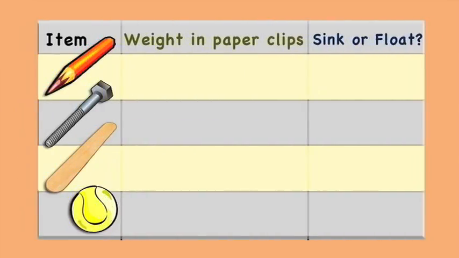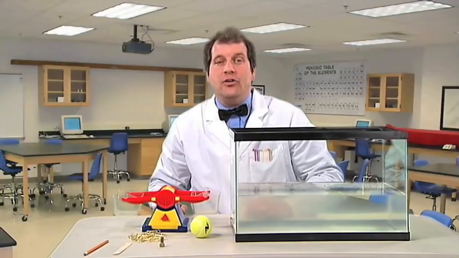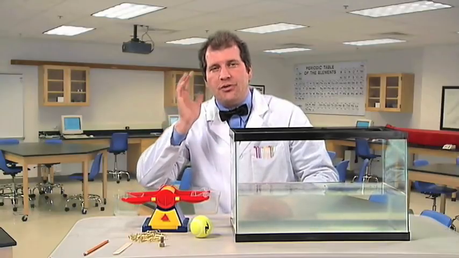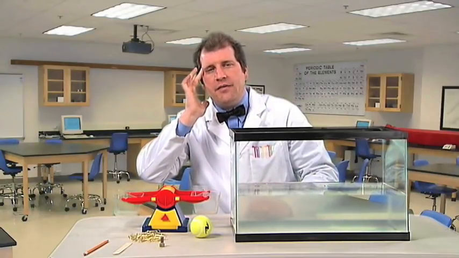Here is our chart. I will record the weights of the items here in this column. I will put if it sinks or floats. The last thing I need to do before I start is make a prediction. My prediction is that the heavier objects will sink and the lighter objects will float.